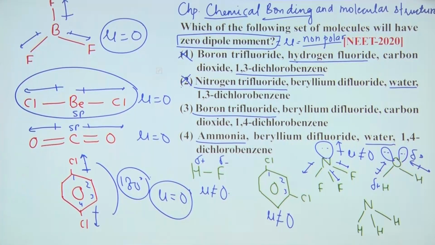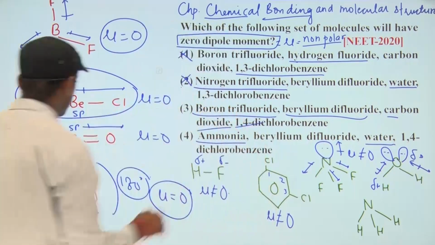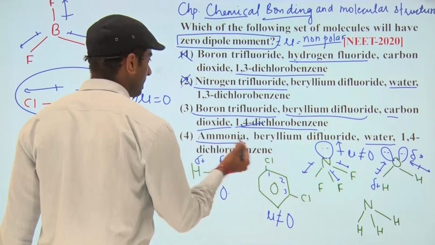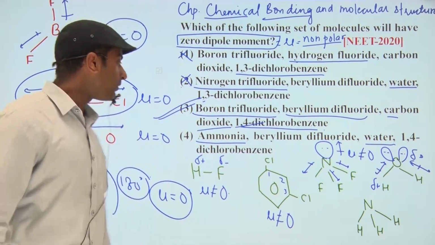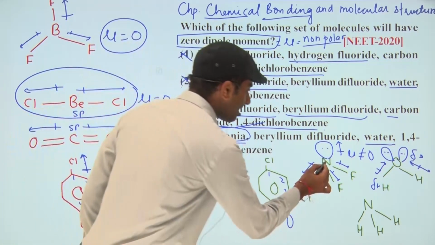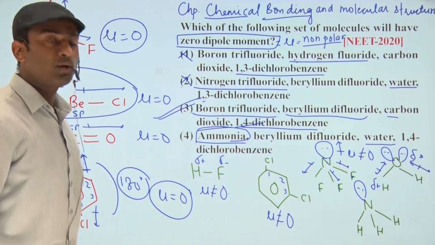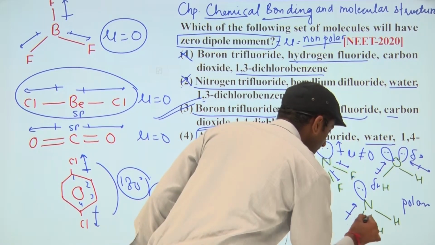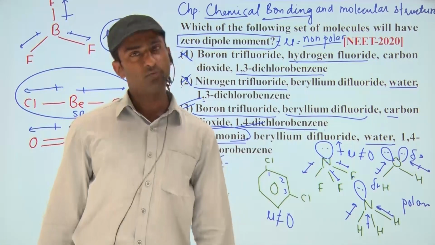Boron trifluoride, first option. Beryllium difluoride, this is the structure. Carbon dioxide and benzene 1,4-dichloride, or we can say 1,4-dichlorobenzene. Yes, this is the option which is showing non-polarity. So the third option is going to be correct here because of the presence of NF3. The pyramidal structure is formed here. Because of that, it is not going to be non-polar. This is truly a polar molecule. So we can say that only the third option is correct for you. Hopefully you got it. Thank you.